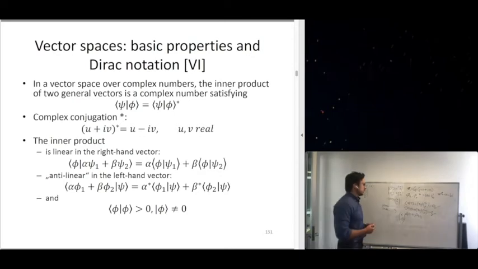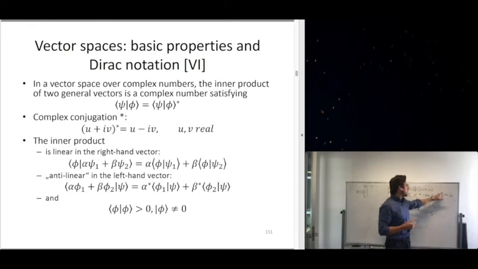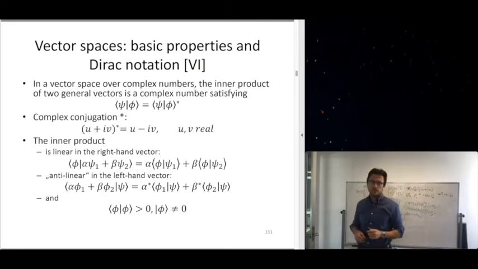Remember the complex conjugation too. If you look at a complex number here, like this one, Z, we give it as a plus ib. The complex conjugate just switches the sign. So in that case, you would have a minus ib.